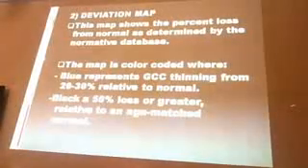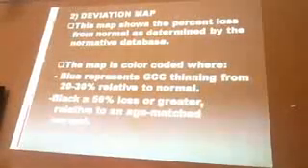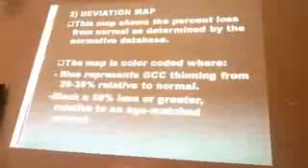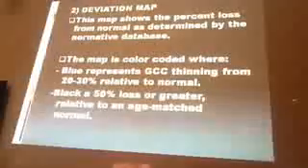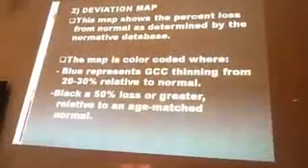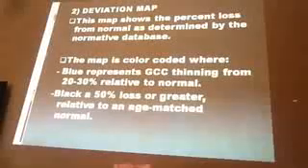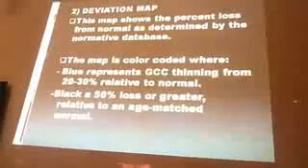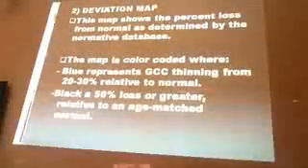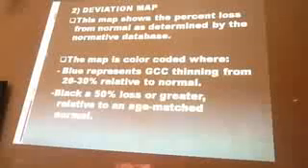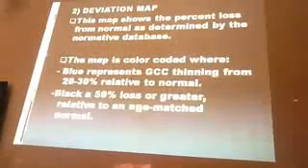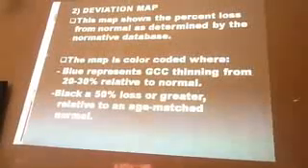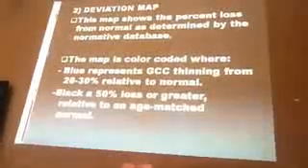We now have an idea of what this map shows: the percent loss from normal as determined by the normative database. For the retinal nerve fiber layer, you place it over the fundus image and then check whether it's normal or not. The map is color-coded, where blue represents GCC thinning from 20 to 30% relative to normal, and black a 50% loss or greater. So blue is a bit better than black, but they're still not normal. So it tells you the percentage loss from normal.